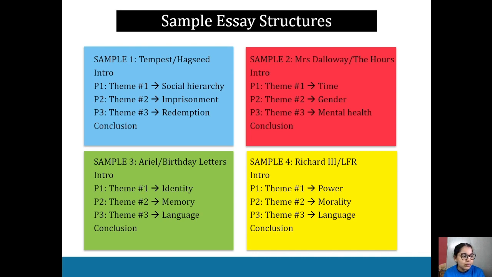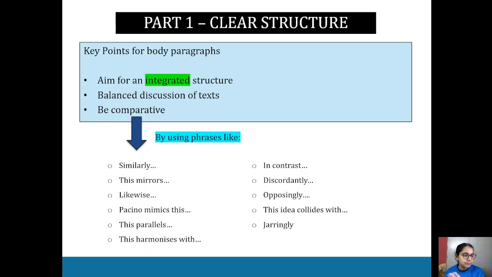An example would be sample essay structures for The Tempest and Huxley. My theme 1 could be on social hierarchy, theme 2 on imprisonment, theme 3 on redemption. For all of these 3, I'm going to talk about both my texts. Same thing for sample 2, Mrs Dalloway and The Hours, Ariel and Birthday Letters, and Richard III and Looking for Richard. That one big idea, and then I'm talking about how there are resonances and dissonances across both texts.